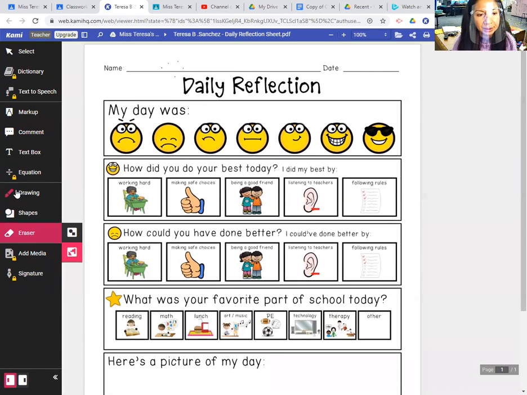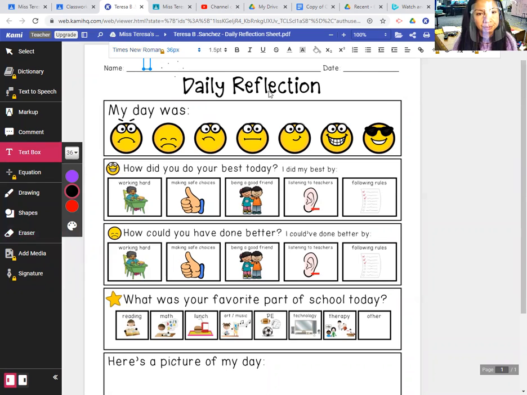So first I'm going to print my name. And okay, so today is January, so it's 1. The day is 12, and the year is 21. Okay, and daily reflection, how was your day? So my day was a 1, which is the worst, very, very bad, all the way to a 7, which is the best day, or somewhere in between.